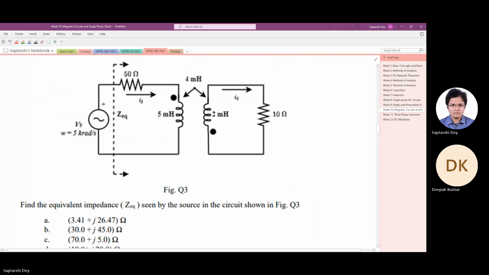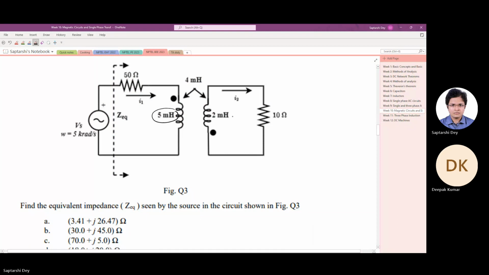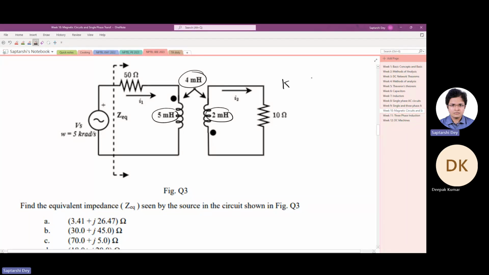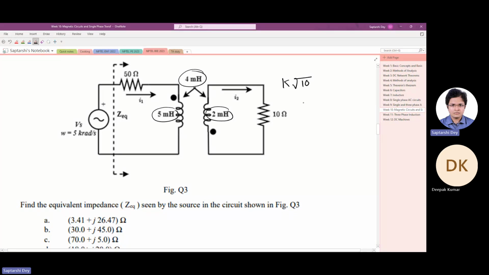First of all, in this question there is a technical mistake, in the sense they have given 5 millihenry here and 2 millihenry here, whereas they have said that the mutual inductance is 4 millihenry. This cannot be true, because mutual inductance is given by k root L1 L2, there is k root 10. So the maximum value of mutual inductance can be root 10, which is 3 point something. It can never be 4, okay? But anyway, we can still solve the circuit. It has to be less than square root of 10.